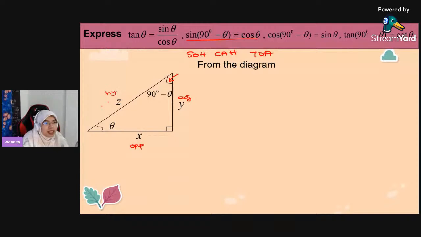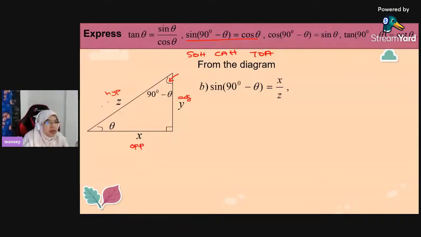Okay, so now, what is sine of 90 degree minus theta? Sine is opposite over hypotenuse. The opposite is x, the hypotenuse is z. Therefore, sine of 90 degree minus theta is actually x over z.